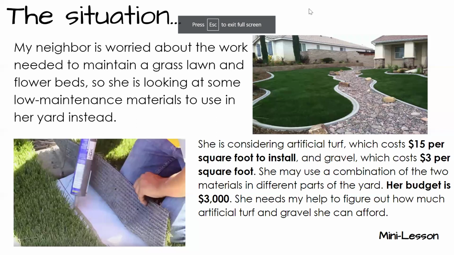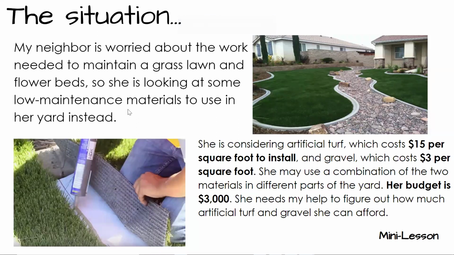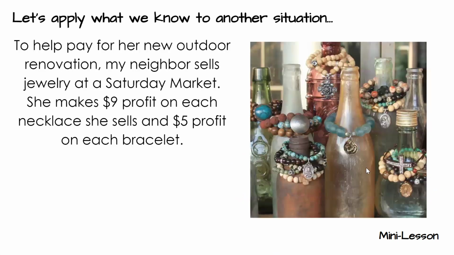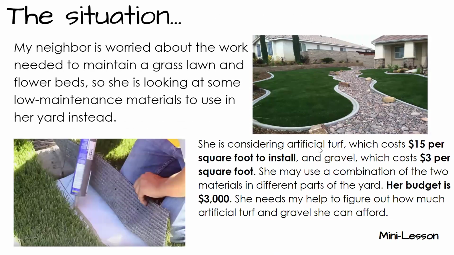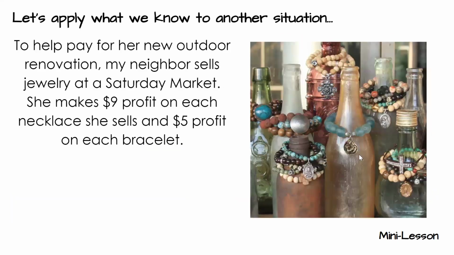Okay. So my neighbor is worried about the work needed to maintain a grass lawn in the lower beds. So she is looking at some low maintenance materials to use in her yard. She's considering artificial turf, which costs $15 per square foot to install, and gravel, which costs $3 per square foot. She may use a combination of the two materials in different parts of the yard. Her budget is $3,000. She needs my help to figure out how much artificial turf and gravel she can afford.